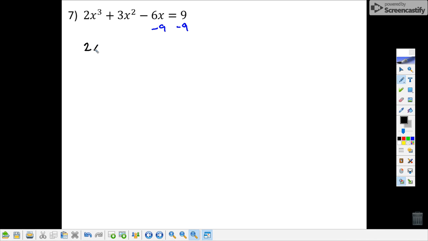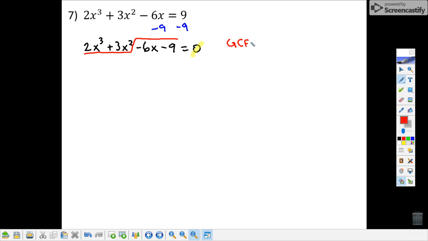That way you get 2x cubed plus 3x squared minus 6x minus 9. All of that's equal to 0. So we want that to equal 0. We're good there. At this point, we do what we've been doing all unit. We're going to factor. So 4 terms. That tells me to go ahead and split it first after I look for my greatest common factor.